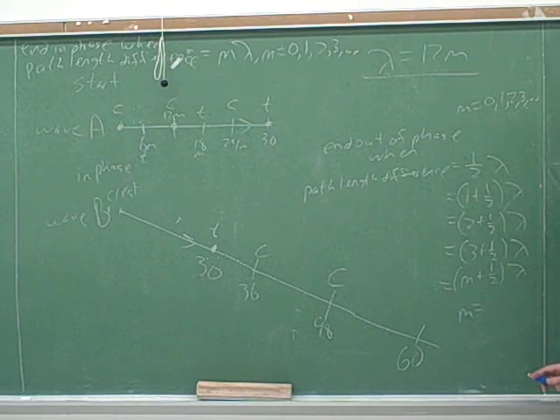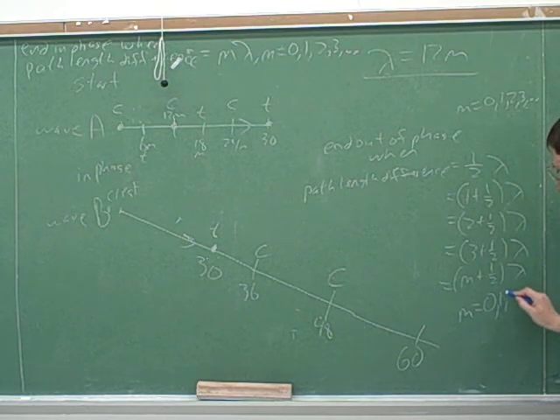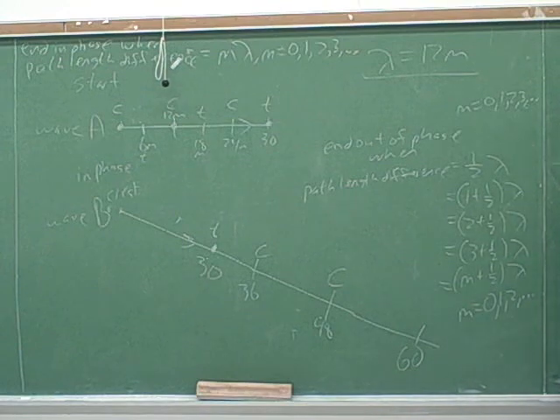And now m could still start at 0, right? 0 is the very first case up here. So this is still a case where m could be 0 or 1 or 2 or any whole number. So this is our formula.